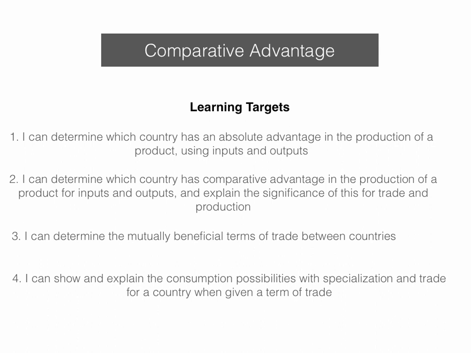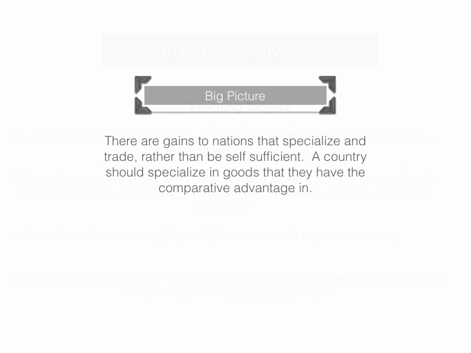This video will just be on the first learning target. I can determine which country has an absolute advantage in the production of a product using inputs and outputs. But overall, the big picture in this lesson answers the question, why do nations trade? There are gains to nations that specialize in trade rather than be self-sufficient, and we're saying that a country should specialize in goods that they have a comparative advantage in.